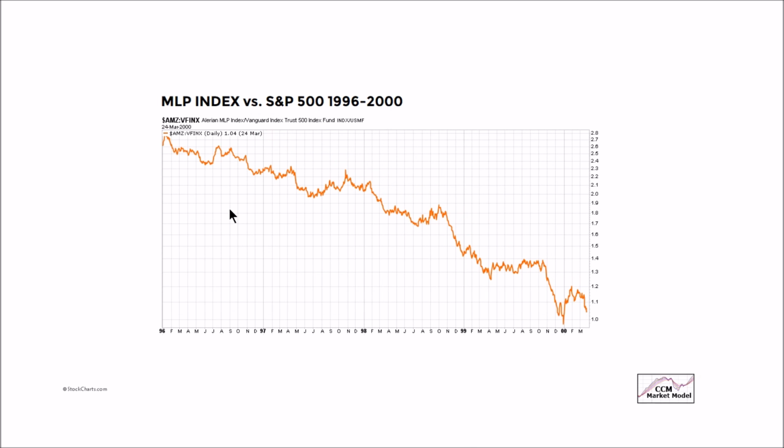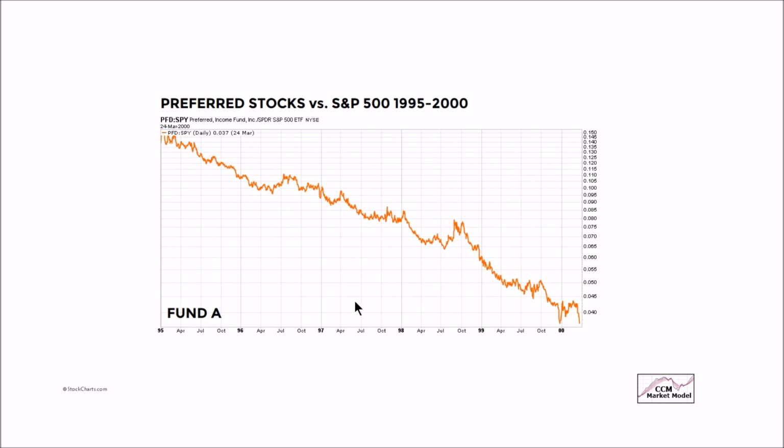And if you want a more diversified look, from 1996, when this index was created, to 2000, an index of master limited partnerships significantly underperformed the S&P 500. In this case, the Vanguard Index 500 Mutual Fund. Preferred stocks have bond-like characteristics because they kick off yield or dividends. Similar situation. This is a preferred stock income fund, hammered relative to the S&P 500.